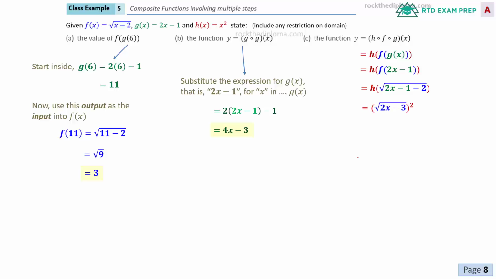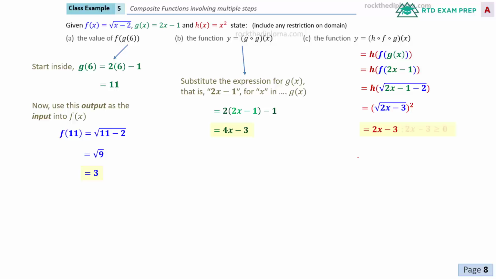H of x then says, take whatever is the input and square it. So we're going to square this square root. Well, that simply undoes the square root and leaves us with 2x minus 3. So you might be thinking, hey, here's another linear function, polynomial. Wouldn't the domain be all the real numbers?